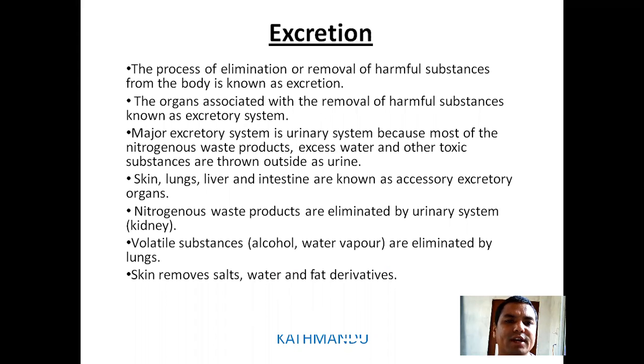The process of elimination or removal of harmful substances from the body is known as excretion. The organs associated with the removal of harmful substances are known as the excretory system. The major excretory system is the urinary system, because most of the nitrogenous waste products, excess water and other toxic substances are thrown outside as urine. Skin, lungs, liver, and intestine are known as the accessory excretory organs.